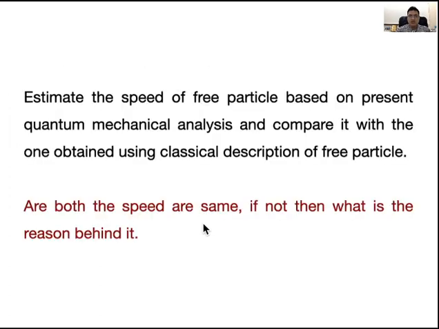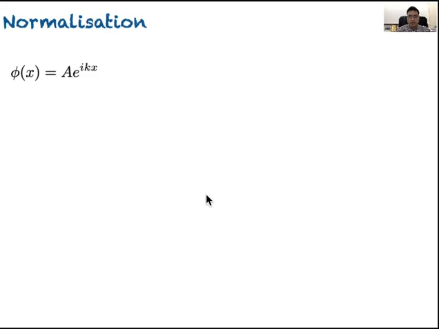Okay, so this is the first question of this tutorial. Estimate the speed of the free particle based on the present quantum mechanical analysis and compare it with the one obtained using the classical description of the free particle. Once you have obtained both speeds, verify whether both speeds are the same or not. If not, what is the reason behind it? Okay, now let's move further.